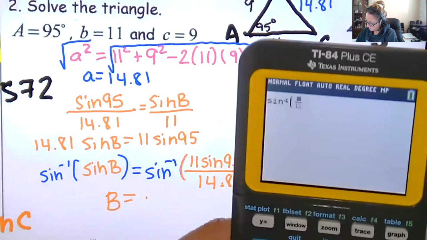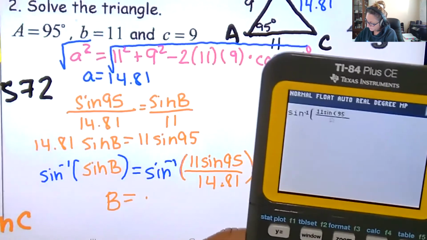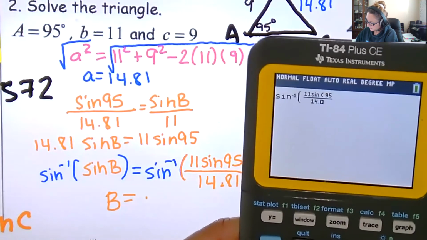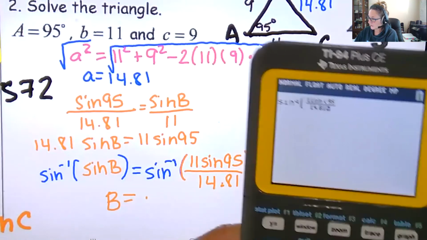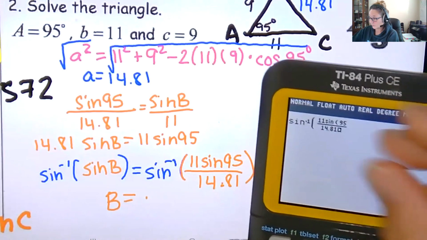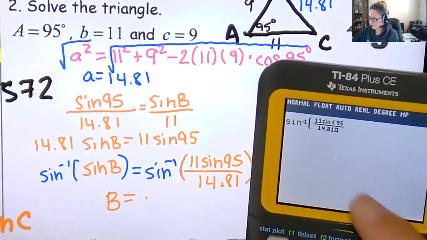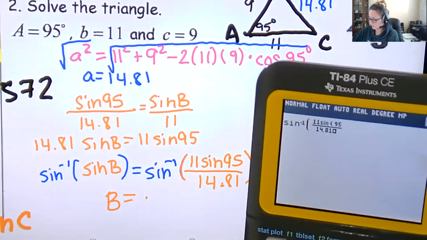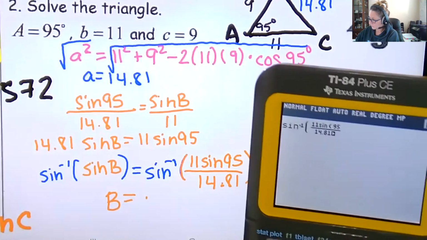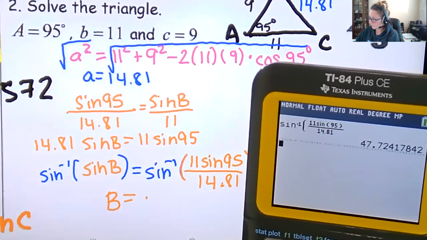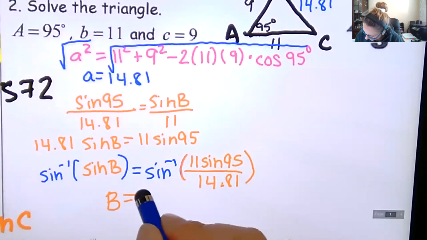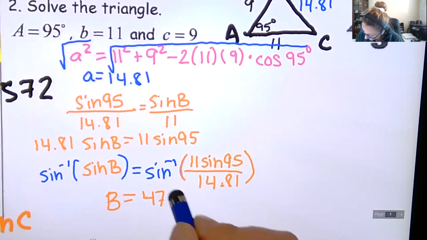And then I'm going to put in 11 sine 95 over 14.81. And if you're worried about me closing parentheses, if I wasn't doing it in this fraction form, I definitely need to close my parentheses, but in this form, it's going to compute the top and compute the bottom. If I want to be official, I probably should close both of them, but you don't have to. I get 47.72 degrees.